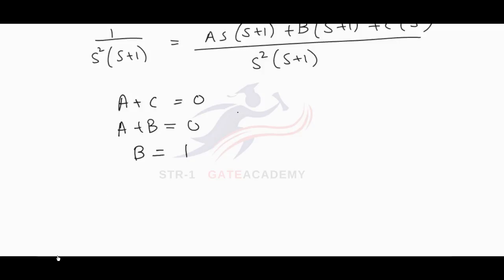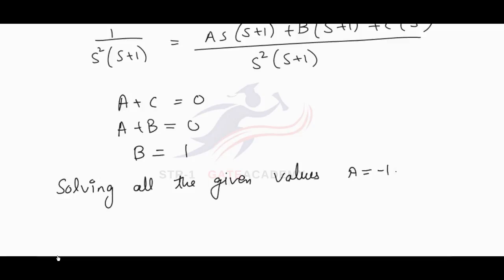So solving all the given values, what we'll get is a is equal to minus 1, b is equal to 1, and c is equal to 1.